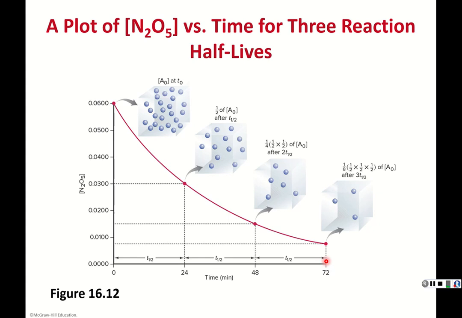So if you're trying to calculate how much concentration is left after a certain number of half-lives, you can just multiply 1/2 times 1/2, however many half-lives you have, that many times, to give you the concentration that you're down to based on the starting concentration.